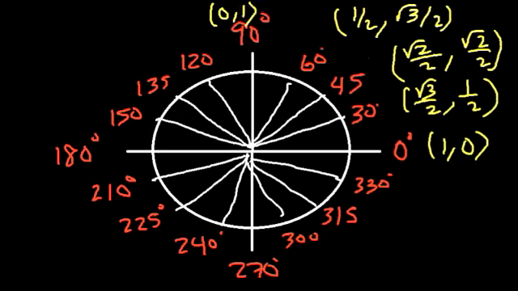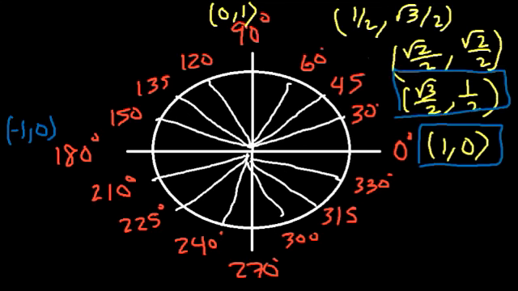Now, if you know the values for the first quadrant, it's going to be the same for the other quadrants, but the signs may change. So in quadrant 2, x is negative, but y is positive. So notice that you have 1, 0 on the right side. 180 is going to be negative 1, 0. Now at 30, we have root 3 over 2, comma 1/2. At 150, it's going to be very similar. Only x is going to be negative, so it's going to be negative root 3 over 2, comma positive 1/2.